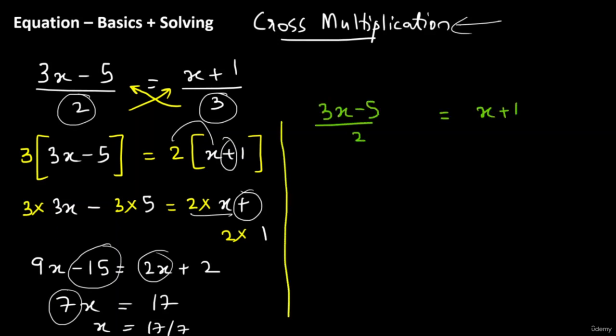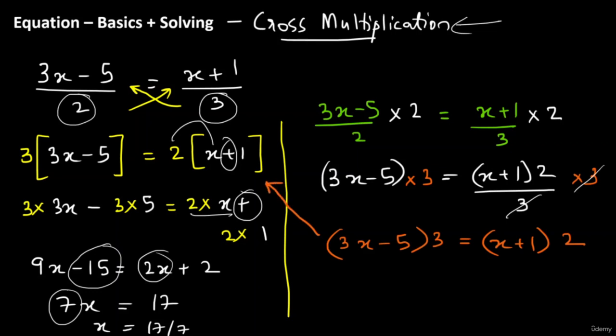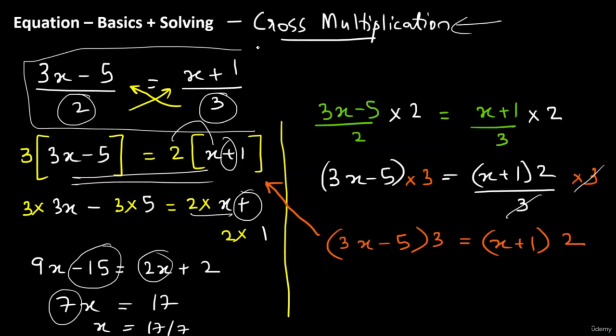I have (3x minus 5) by 2 is equal to (x plus 1) by 3. Now, you can see that if I multiply this side with 2, I need to multiply this side with 2. Right. So I get 3x minus 5 is equal to (x plus 1) by 3 into 2. Now let me multiply both sides with 3. So over here, this 3 and this 3 cancel out. So I get (3x minus 5) into 3 is equal to (x plus 1) into 2, which is the same thing that we had over here. So cross multiplying is the faster way of thinking of solving these type of equations.